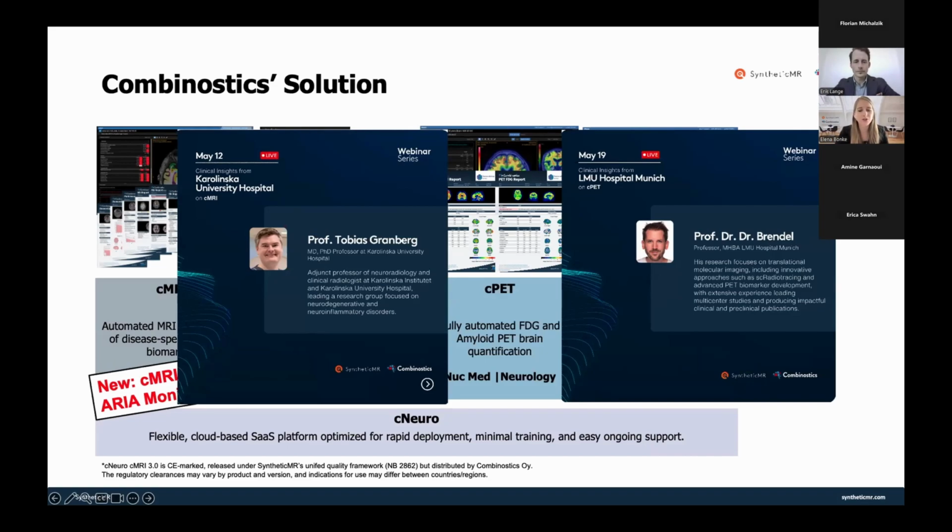So we have Professor Tobias Granberg from Karolinska University, who will talk about the clinical utility of SyMRI and CDSI in 2 weeks from now. And then we also have Professor Brendel from Ludwig Maximilians University, who will talk about CPET, so our nuclear medicine product. So make sure that you don't miss this unique opportunity to hear the insights from your peers.